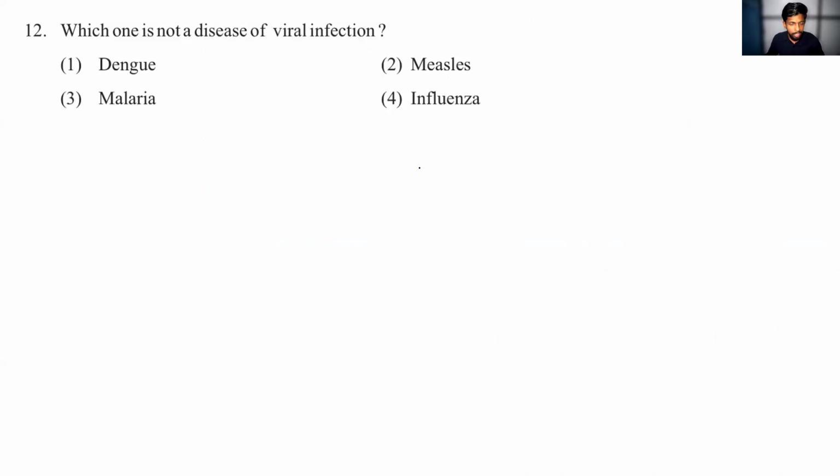Question number 12, regarding diseases. Can anyone tell me the answer for this one? Which one is not related to a virus? You know, there's a chart in the textbook. If you have memorized that chart, you will be able to do that question.